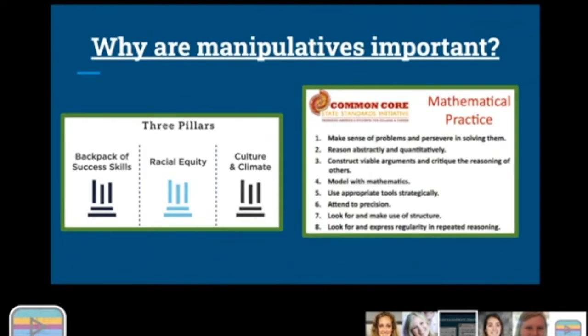Zaretta Hammond has an amazing text, Culturally Responsive Teaching and the Brain, and she refers to this inequitable access of students of poverty, English language learners, and students of color. We need to support all students shifting from dependent learners to independent thinkers and learners, and we do that by providing tools for access. Virtual manipulatives are one of these tools. You're going to hear from each of these teachers how they're using the tools intentionally to support students in making sense of problems and persevering.